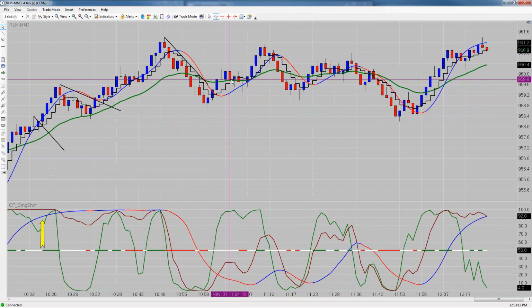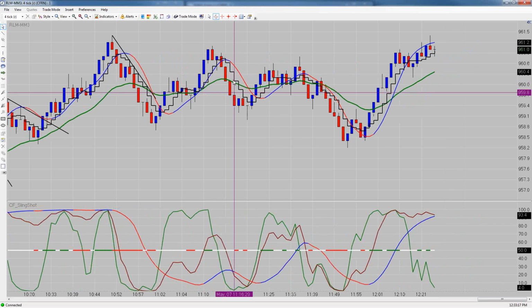There was a short trade. Well, no, the black line got up above the BBC. And that was pretty much it on the Russell.